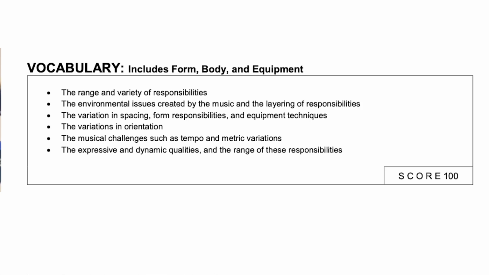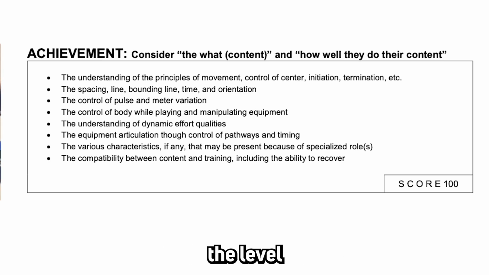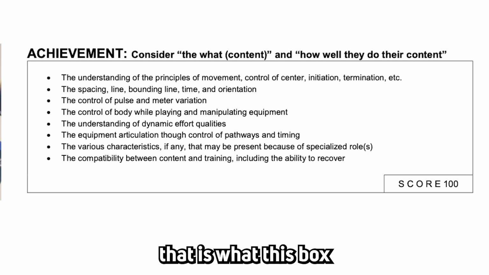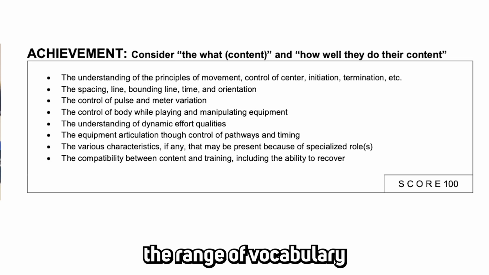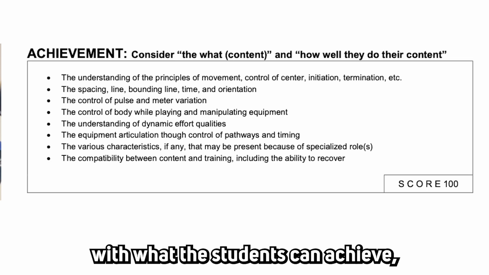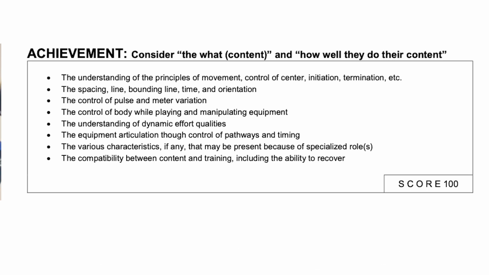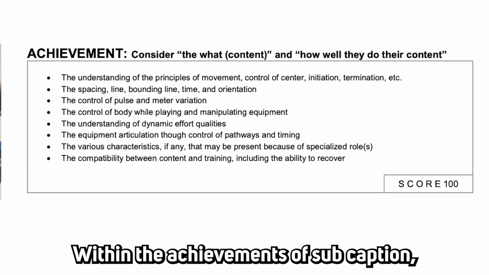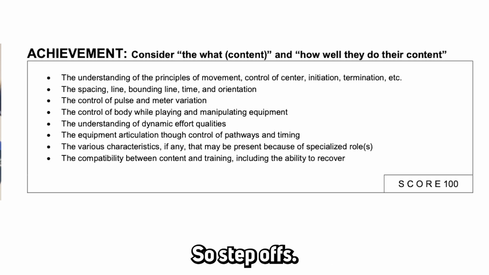Now, when you move down below to the achievement box, all of that vocabulary that we just discussed, the level that the students can achieve, that is what this box specifically relates to. But as we said, the more that you can align the range of vocabulary with what the students can achieve, that is where both of these numbers get maximized to the point that it helps you as a whole. Within the achievement subcaption, we see understanding the principles, movement, control of center, initiation, termination, so step-offs.